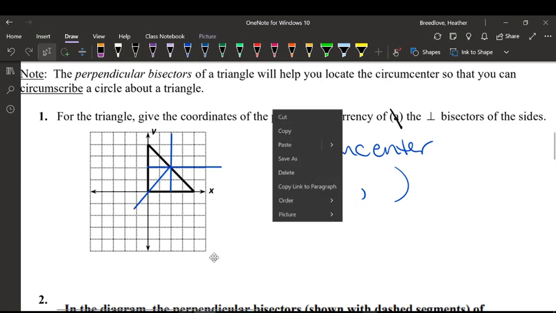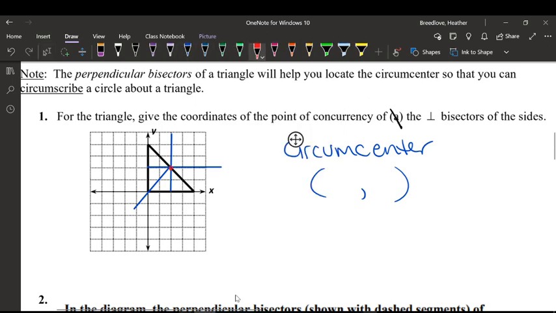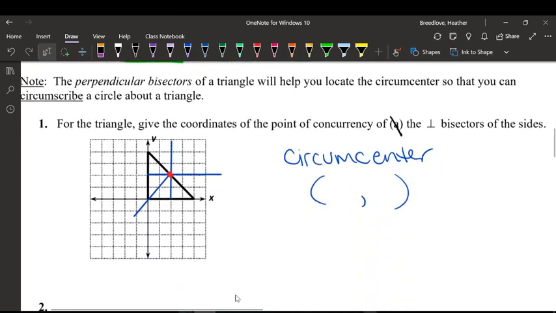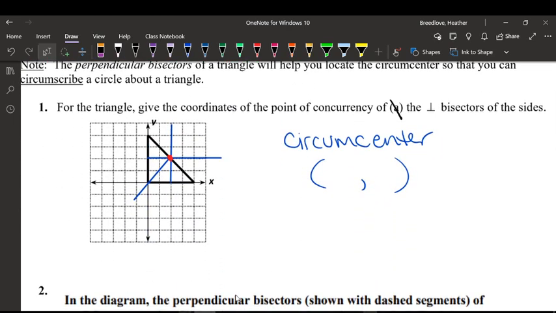And then the point where those 3 lines meet is the circumcenter, which in this case is right here. It's not always going to be on the triangle. Like in the one above, it wasn't on the triangle. But it will always be equidistant from all 3 angles. And this is at the point 2, 2.